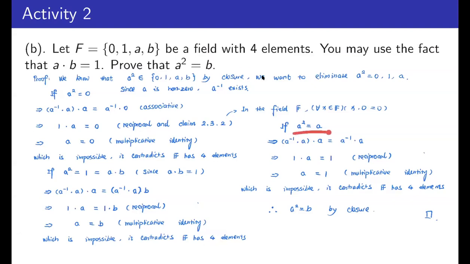Let a squared equal a, multiply a inverse on both sides. I'm missing one here. It's associative. So I multiply a inverse on both sides. I added brackets, that's why it's associative. And this will give you 1 times a, which is a equals 1. That's impossible as well. So we eliminate all 3 cases. That means a squared can only be b by closure axioms. Any question?